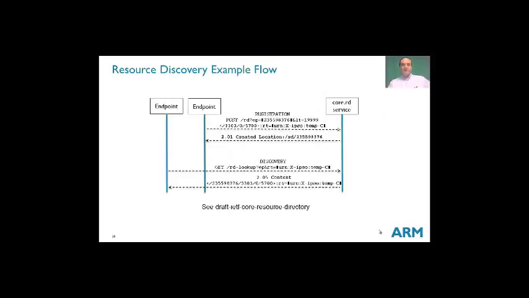So for example, here's an example of an endpoint registering with the resource directory by posting its links. The resource directory returns a response saying, yes, I created that, and here's a location for you to do management. From then on, other endpoints can do discovery by doing a lookup, a get of an RD lookup resource, and specify some query parameters about what sorts of resources it wants to discover. The RD service then returns the links that match those resources.